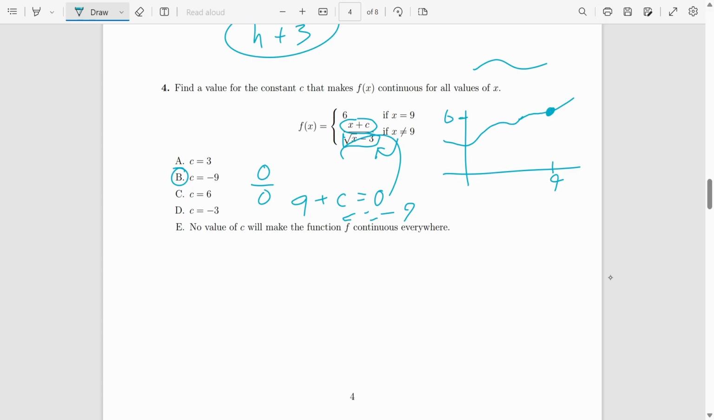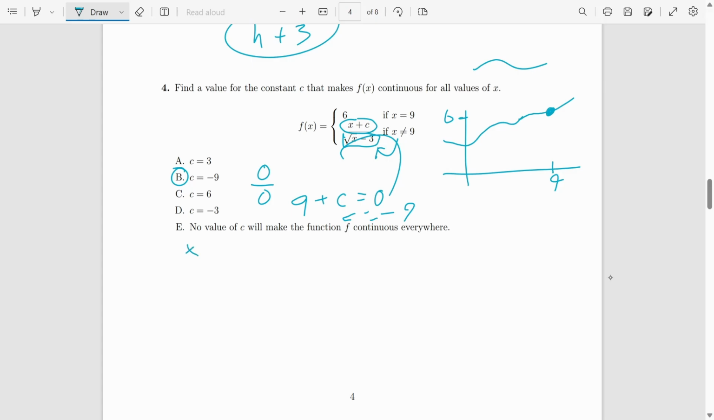Well, what we could do, I mean, that was very quick. And that is indeed the right answer. What you could do is actually go and verify this. So you could plug in negative 9 for c and then evaluate the limit and see if it all works out. So let's actually go ahead and do that. Make sure we're doing this right.